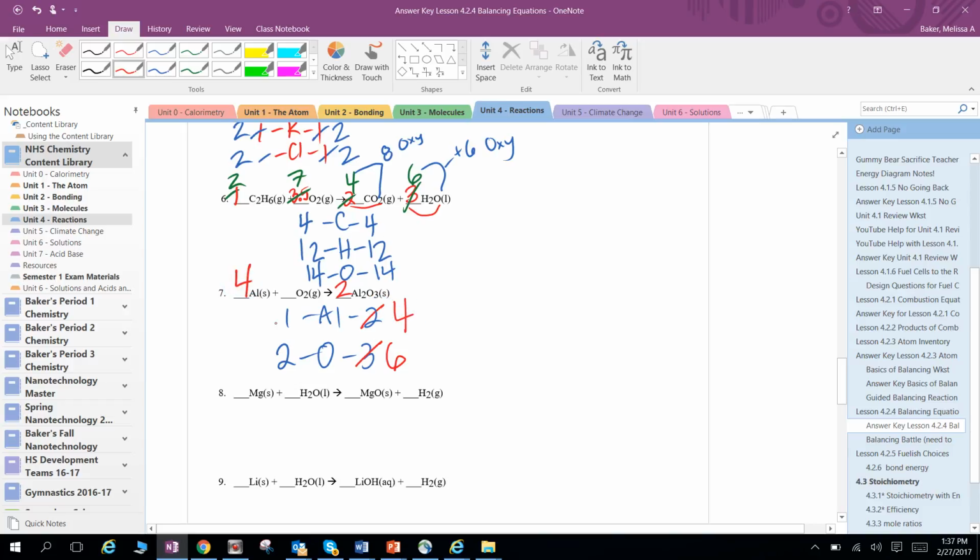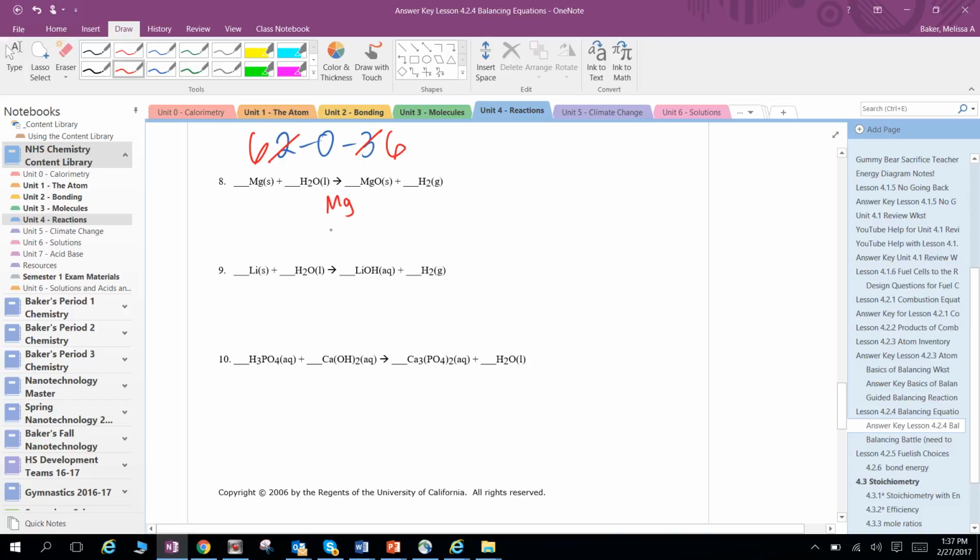Now I need to fix up my aluminums on the left, as well as my oxygens. 3 times 2 is 6. Now I've got 4 aluminums on each side and 6 oxygens on each side.